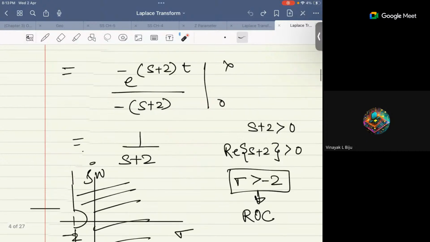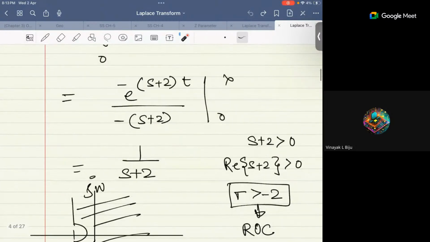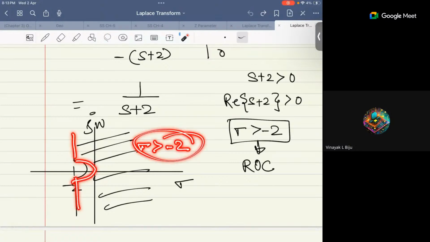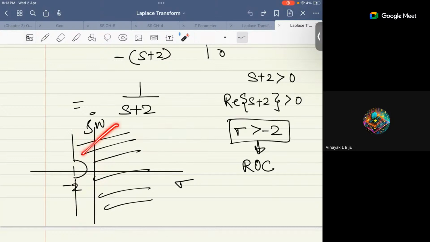Okay, and when you were integrating, you came to know that s plus 2 should be greater than 0. Then only will this signal be integrable. Otherwise, it will not be integrable. And s plus 2 greater than 0 simply means the real part of s is greater than minus 2. So for all those values, sigma greater than minus 2, we were able to calculate the Laplace transform, and the Laplace transform generally exists for this region of convergence.